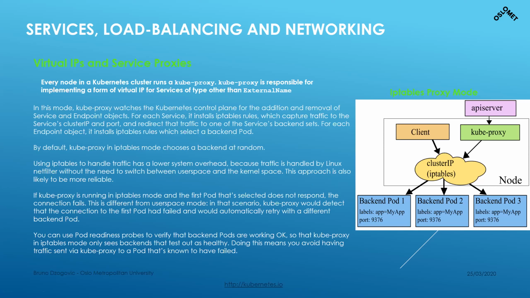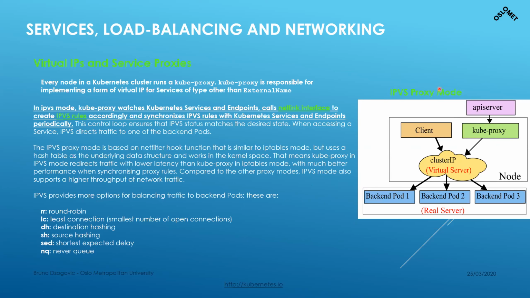And I think the best way to do it is by using IPVS proxy mode. It will offer you the best performance available, because in IPVS mode, the kube proxy is watching Kubernetes services and endpoints, calls the netlink interface to create IPVS rules accordingly, and synchronizes IPVS rules with Kubernetes services and endpoints periodically. So this control loop ensures that the IPVS status matches the desired state. When accessing a service, the IPVS directs traffic to one of the backend pods.